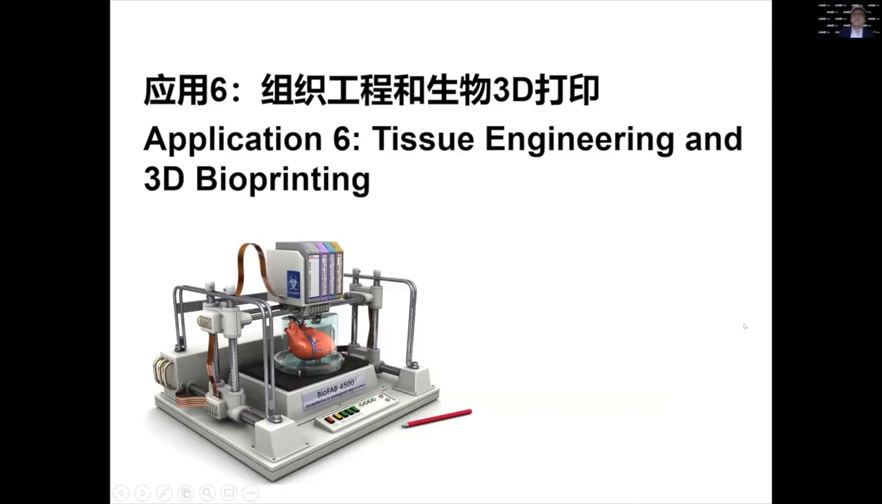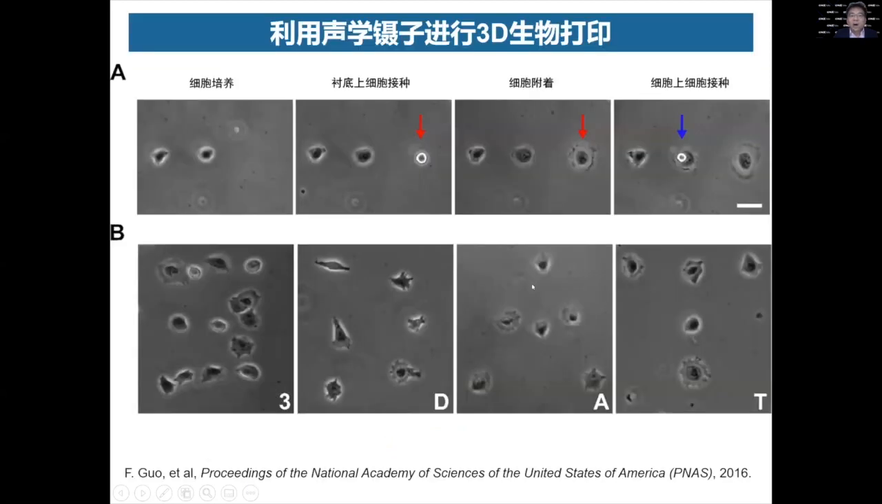So application number 6 is we can use acoustic tweezers to do tissue engineering and 3D bioprinting. And I think 3D bioprinting has become a very powerful tool out there. Our technique, I think the advantage of our technique, there are two things. Number one is we can achieve single cell resolution. Number two is we can preserve the integrity of the manipulated cells.